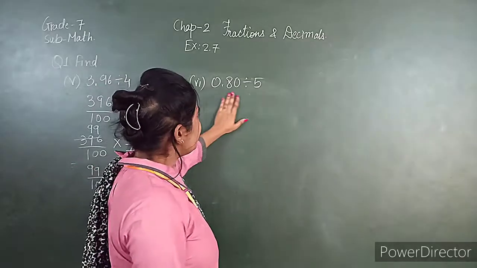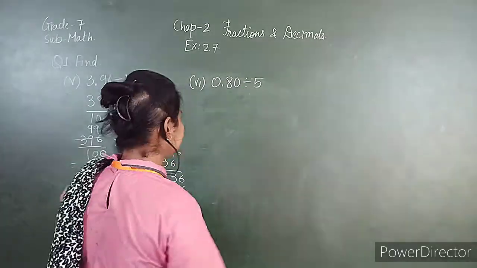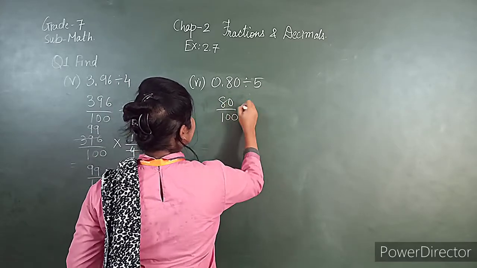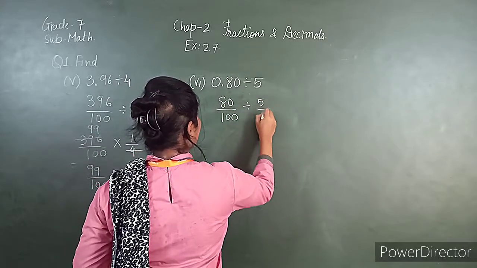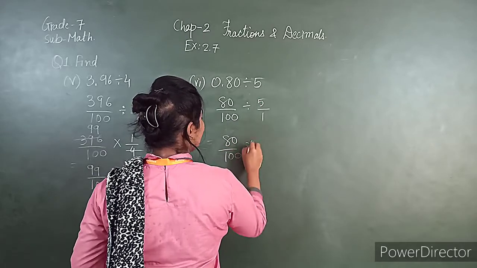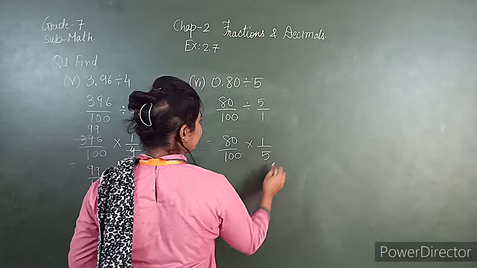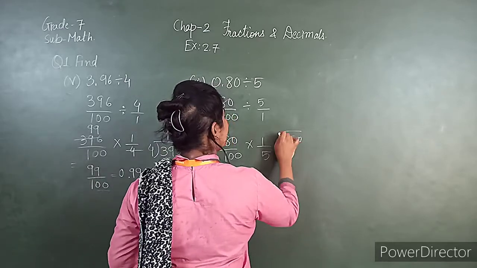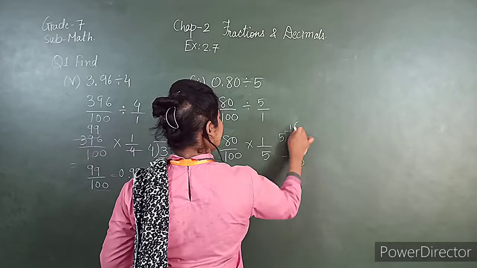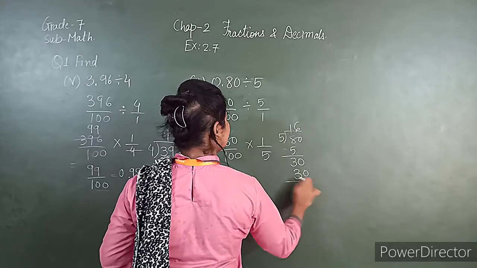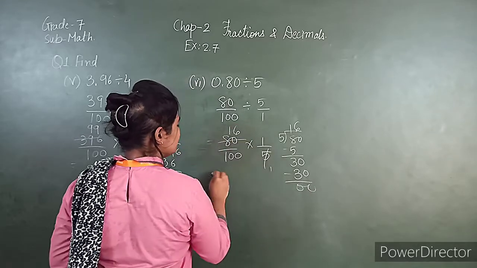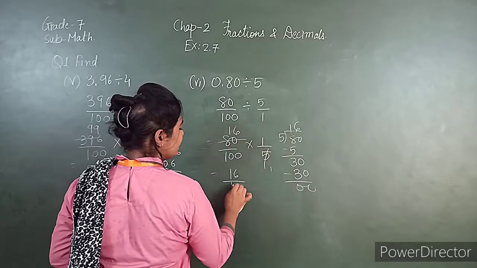Now next, 0.80 divided by 5. Here 80 upon 100 divided by 5 upon 1. Now 80 upon 100 into 1 upon 5. Now divide 80 by 5. So 5 ones are 5, 5 sixes are 30. So the answer is 16. So it is 16 upon 100.